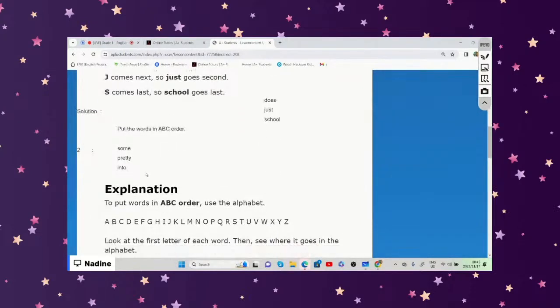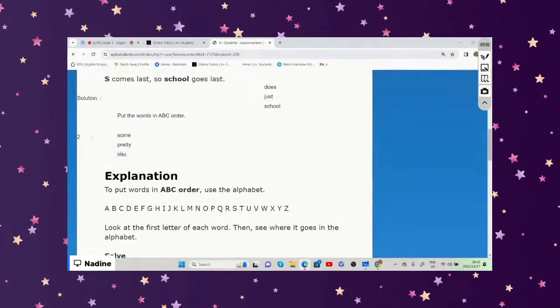All right, let's look at these words. Some. So we have S for some. Then we have P for pretty, and I for into. Let's go with I for into.